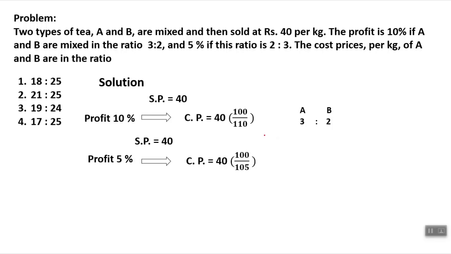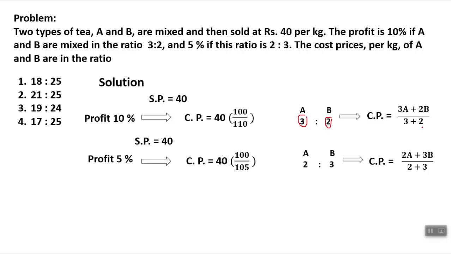Now, in the first case, when the profit was 10%, 3 kgs of A were mixed with 2 kgs of B. And so, if we take a as the cost price of A and b as the cost price of B, then the cost price of this mixture is obviously 3a plus 2b, that's the total cost of the two types of tea, divided by the quantities 3 plus 2, which is 5. In the second case, the cost price will similarly work out to 2a plus 3b divided by 2 plus 3, which is again 5.